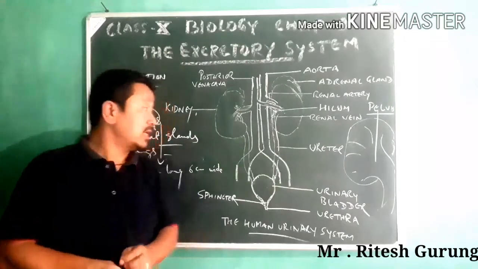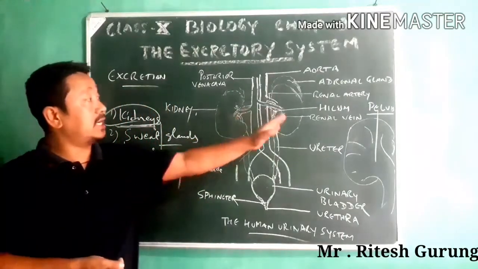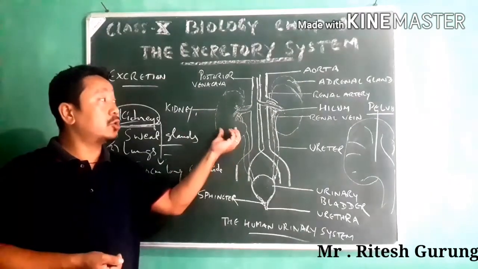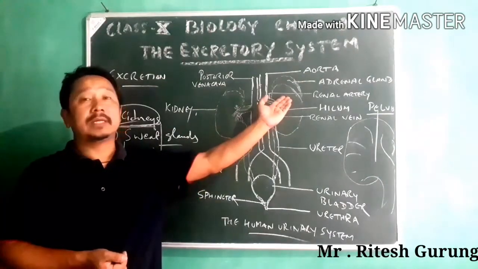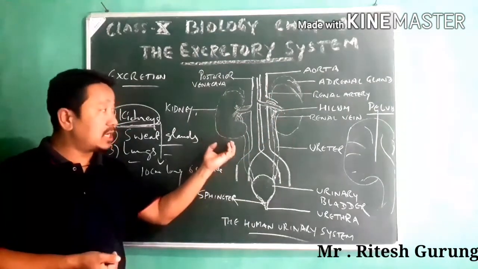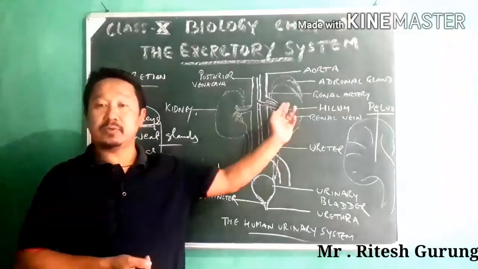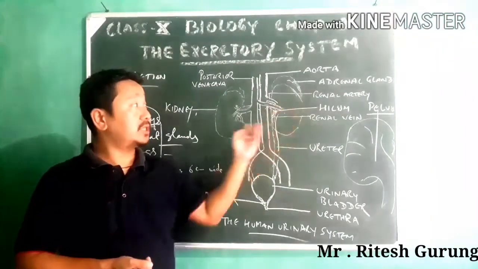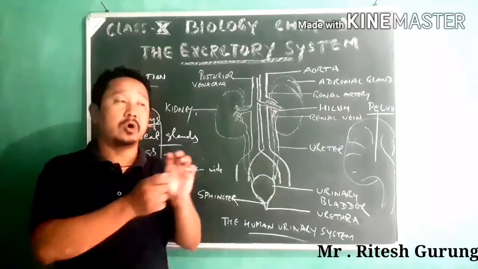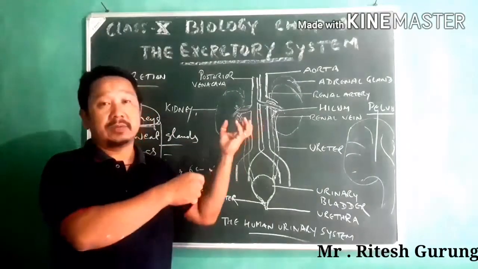All right, and the right side kidney, right and left. The right side kidney is slightly at a lower level than the left one. So this is something about your kidneys, their location, how big they are. That's all about your kidneys.